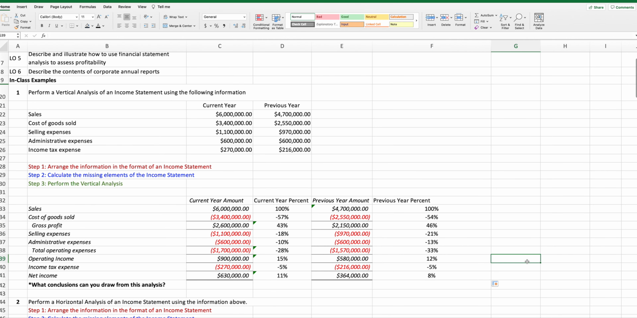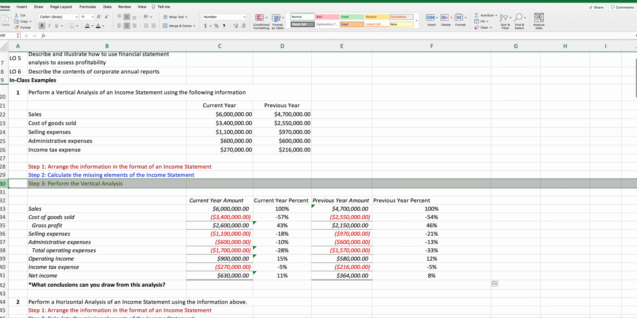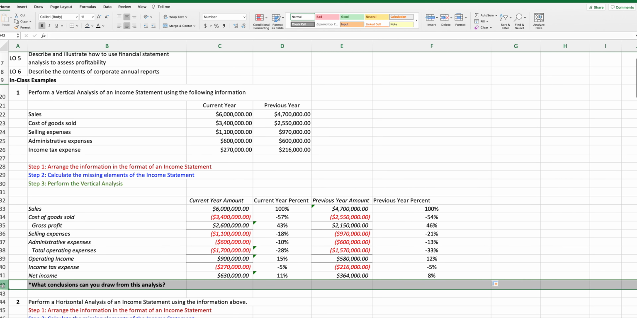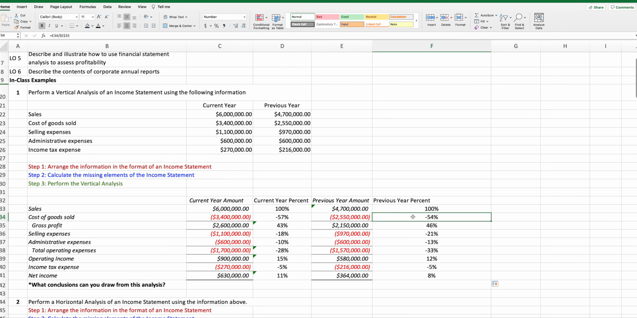So the important part is not just performing the analysis, but it's what are the conclusions you can draw from this analysis. So the conclusions that I can draw very quickly are that my cost of goods sold is actually a little higher this year than it was last year. Now, there could be many things that cause that to happen. It could be that I'm using better quality materials. It could be that the economy is struggling a bit and the materials that I'm buying have just increased in price. It could be a myriad of things.